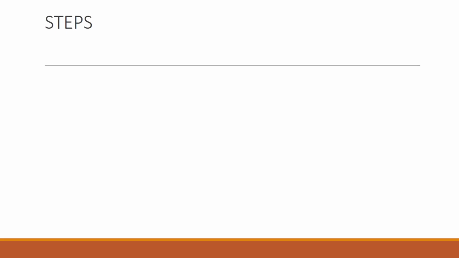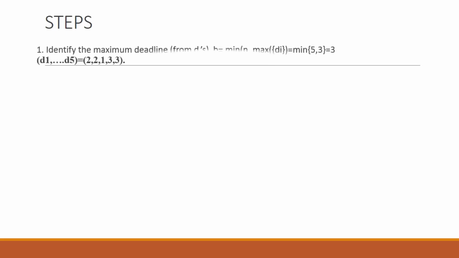So you give the right sequence of jobs, then obtain the maximum profit. First we need to identify the maximum deadline. How can I identify the maximum deadline? It is represented as B, which is equal to the minimum of n comma max of Di. n is 5, the maximum of Di is 3, so B is equal to 3. That means you can give time slots up to 3.